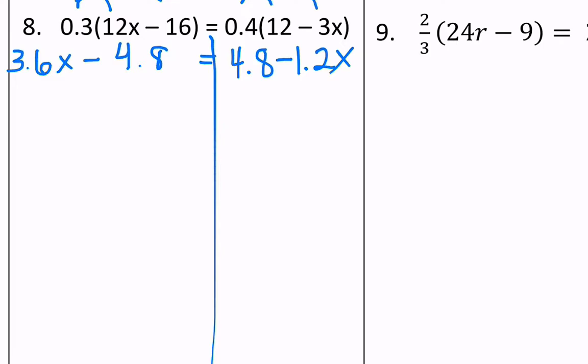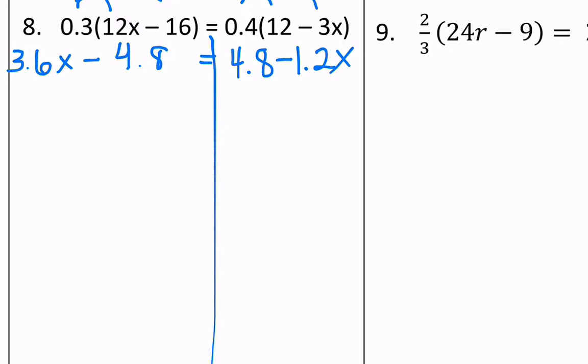All right, so we handle parentheses. So next thing we always check for is, can we combine any like terms? So I look at the left-hand side. This has an x, this does not. So these are not like terms, I can't combine. Look on the right side. This one does not have an x, this one does. So those are not like terms, I can't combine.